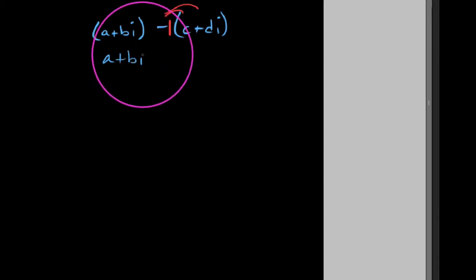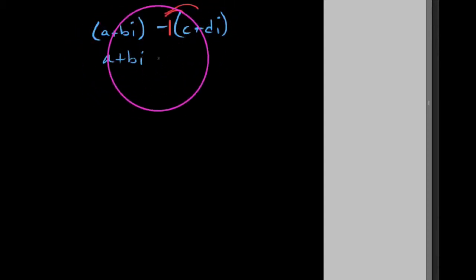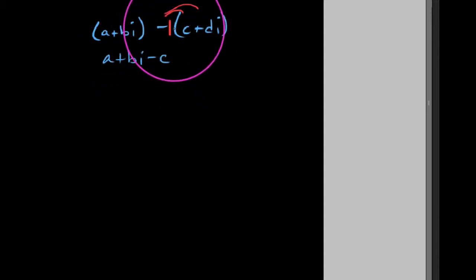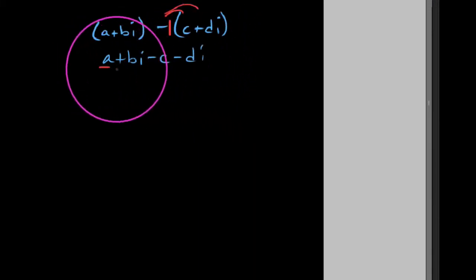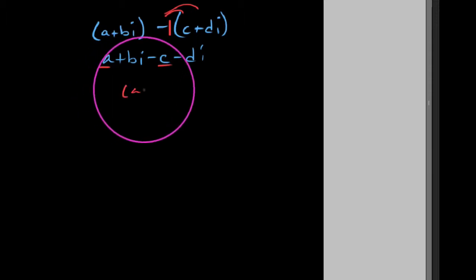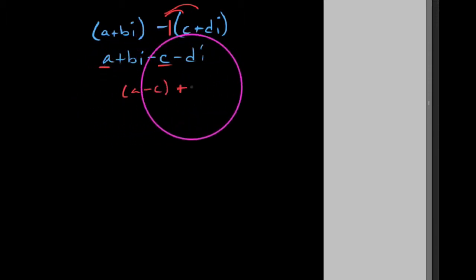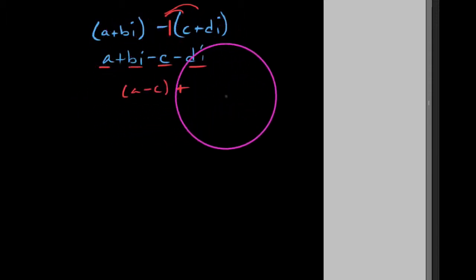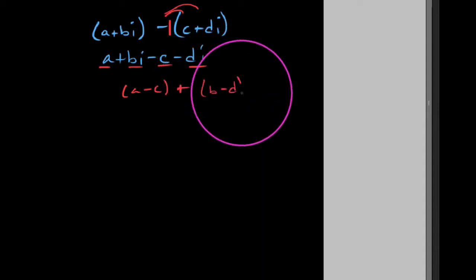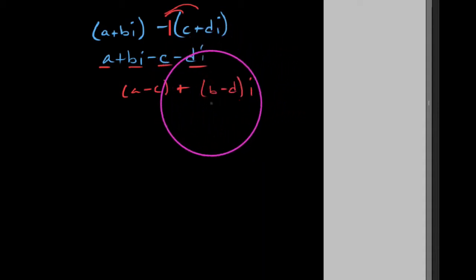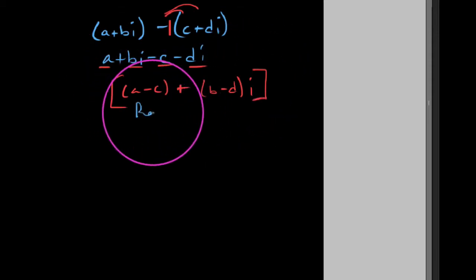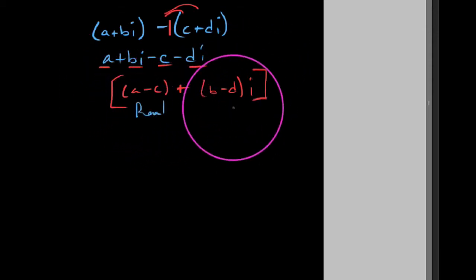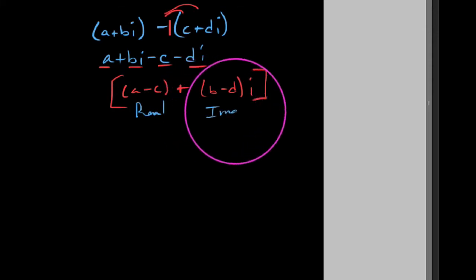So we get a plus bi. Negative 1 times a positive c is negative c, and a negative 1 times a positive di is negative di. So when we add these together, I would get now a minus c, that was my new real part, plus now b minus d, that amount of i's. Okay, so this would be my new complex number in standard form, where this is my real part, and this is my imaginary part.